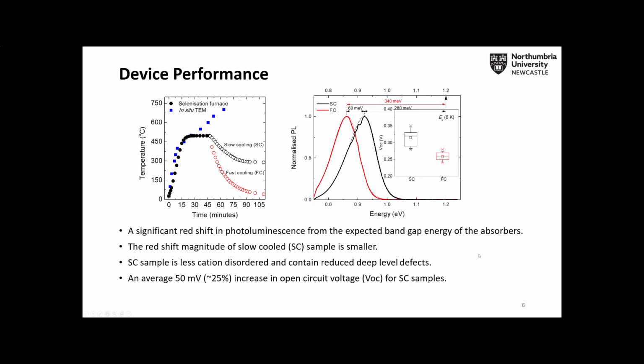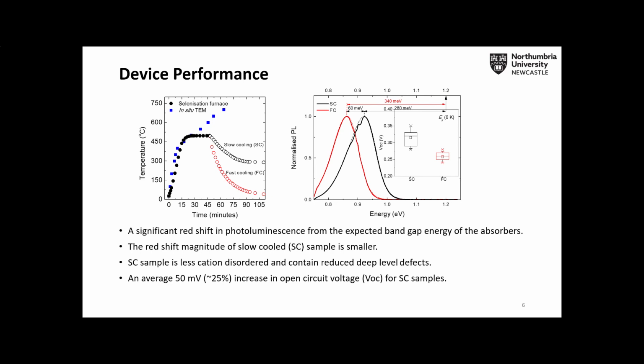and we compared what we call the fast cool and the slow cool at the end of the crystallization period. And we found, based on our photoluminescence measurements, that the slow cool samples have less disorder than the fast cool ones. So this was good news, and ultimately that also increased the average open circuit voltage of our devices by about 50 millivolts, which represents nearly 25% if you consider those were fairly low efficiency. So this was the first insight from the ECATSS project.